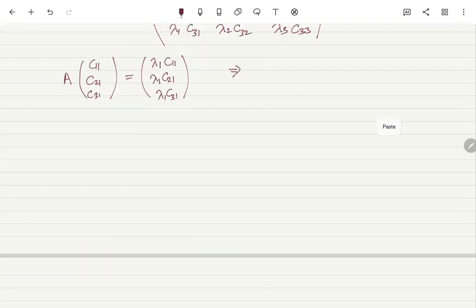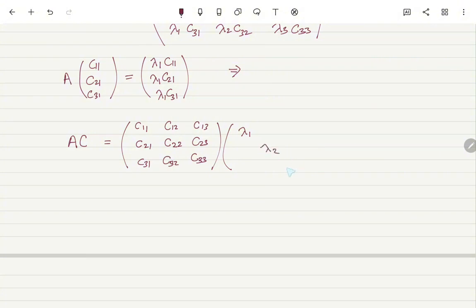Therefore, A times C equals the matrix C, with entries C11 through C33, times the matrix with lambda 1, lambda 2, lambda 3 on the diagonal and zeros elsewhere. Or AC equals just C times the diagonal matrix of lambda 1, lambda 2, lambda 3, and all other entries are 0.